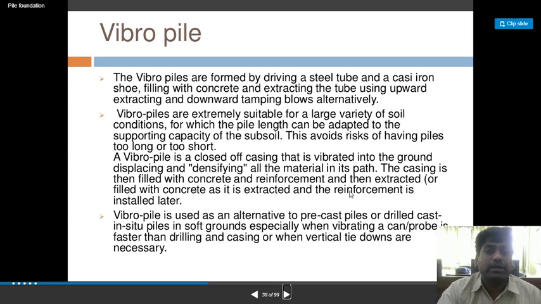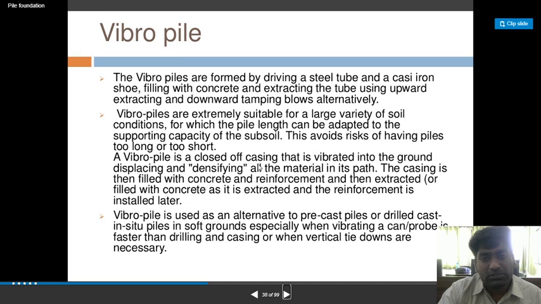Vibro piles. The vibro piles are formed by driving a steel tube with a cast iron shoe, filling it with concrete and extracting the tube, using upward extracting and downward tamping blows alternately. Vibro piles are extremely suitable for a very large variety of soil conditions, for which the pile length can be adapted to the supporting capacity of the subsoil. This avoids the risk of having piles too long or too short.